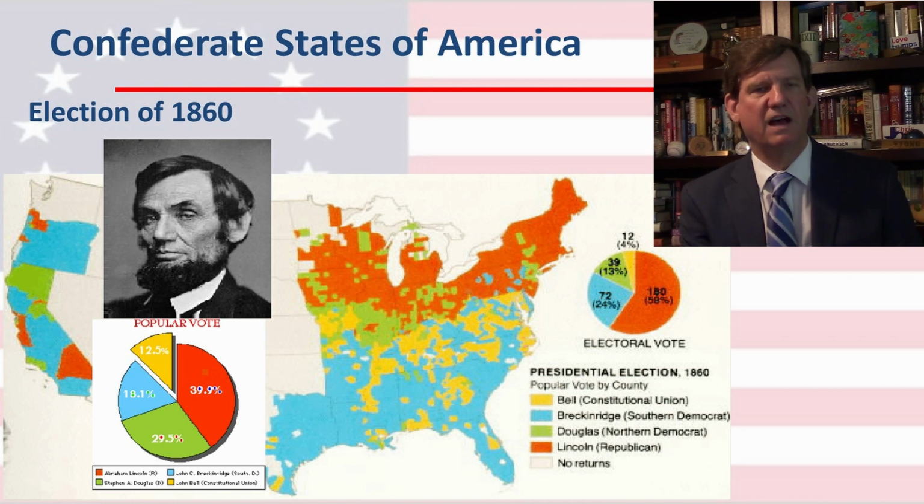Bell was a constitutional unionist. Bell represents the yellow areas on this map. These are the counties that Bell won. Bell wanted to continue to expand slavery. He wanted to continue to protect slavery, but he thought the Union was more important than separation over slavery. That was the more popular opinion in the South. That was the opinion of Breckinridge.